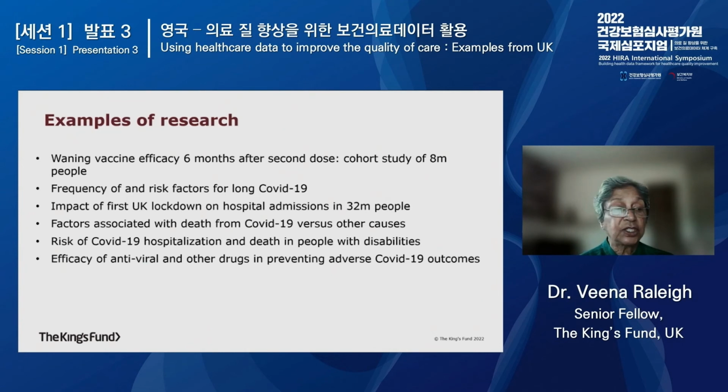So examples of research: we were able to show that vaccine efficacy wanes after 6 months after the second dose. We were able to analyze who is getting long COVID and what the risk factors are, what impact UK lockdown had on hospital admissions, the risk of hospitalization from COVID-19 and death in people with disabilities, and the efficacy of antiviral and other drugs in preventing COVID adverse outcomes. Next slide, please.